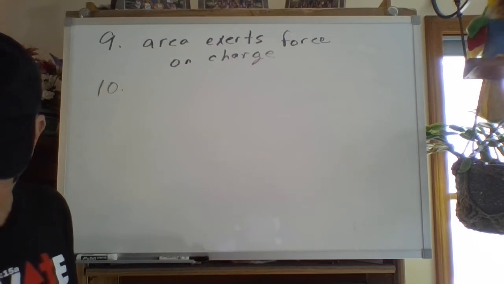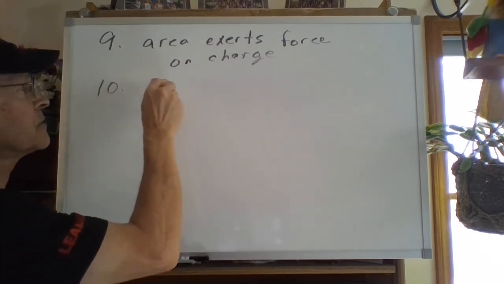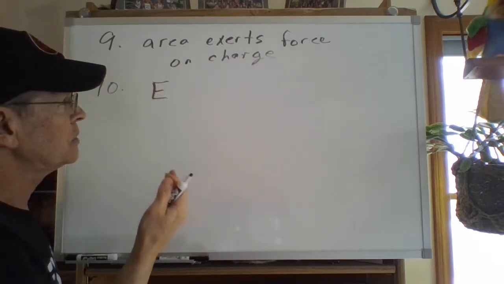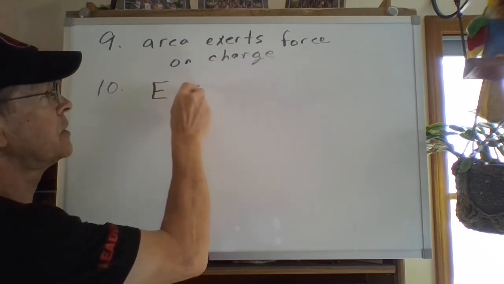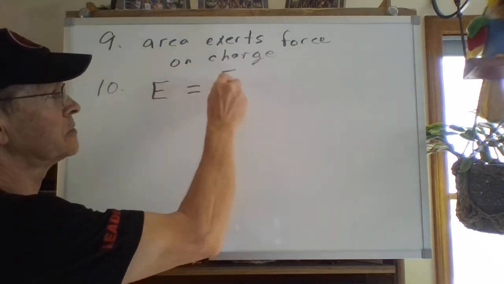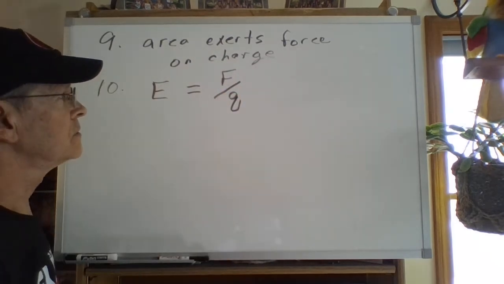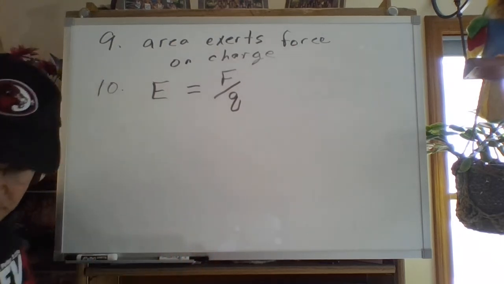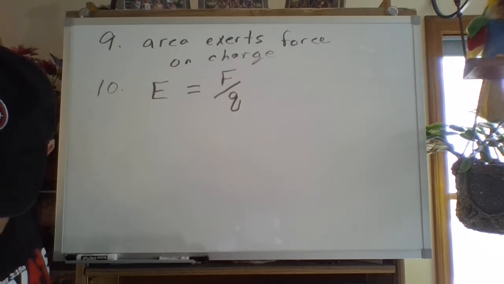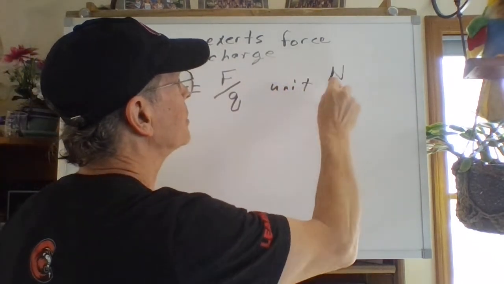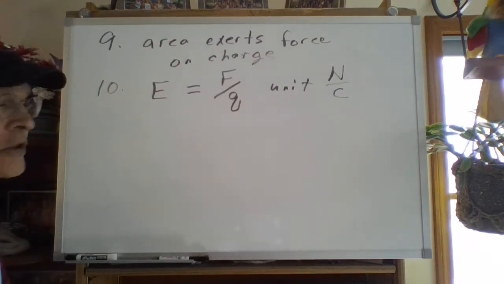Give the equation for the electric field. Well, if electric field is symbolized by E, it's the electric field intensity. Can you describe how much force is exerted on a charge? It would be the force exerted per unit charge, Q. F over Q. And the unit label for that would be newtons per coulomb. How many newtons per coulomb of charge is exerted?